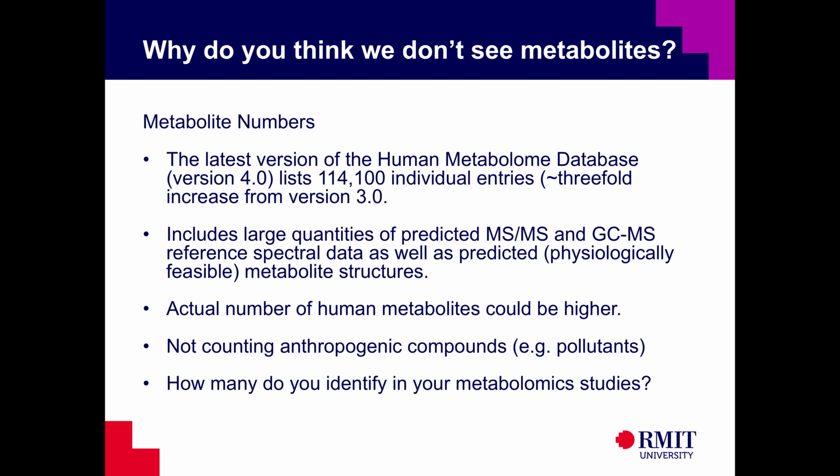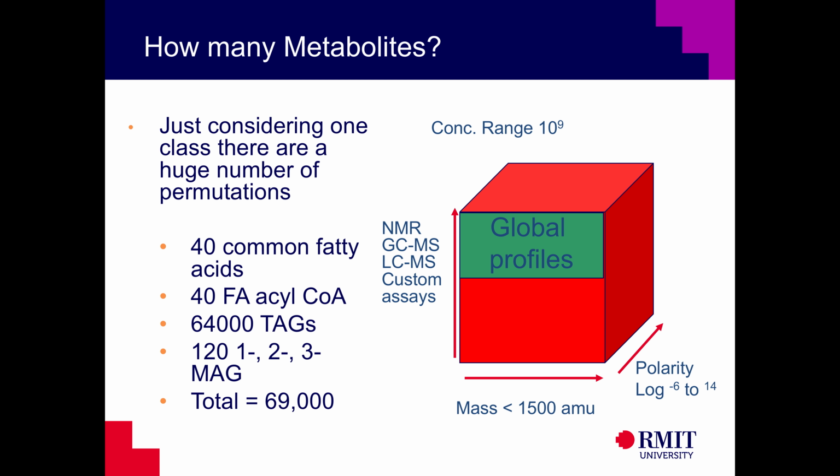Okay, so now, of course, it doesn't mean that there are 114,000 compounds in every sample that we're missing. Those are the possible things that could be there. But if we just look at one class of compounds, okay, so we've got 40 common fatty acids, we've got 40 fatty acid coenzyme A's, we've got 64,000 triacylglycerols, 120,000 monoacylglycerols. So you actually come out with about 69,000 compounds just from this one class.